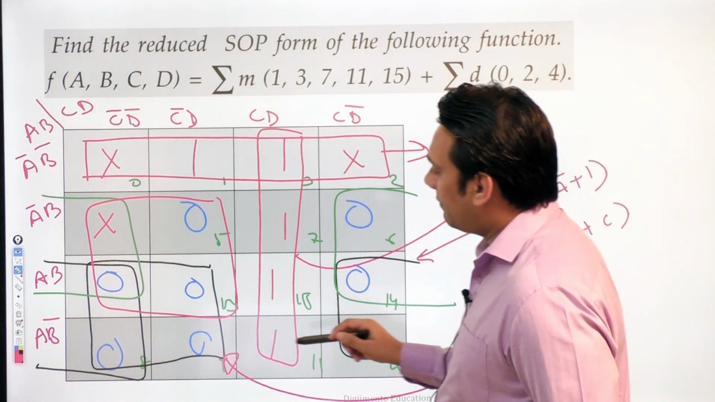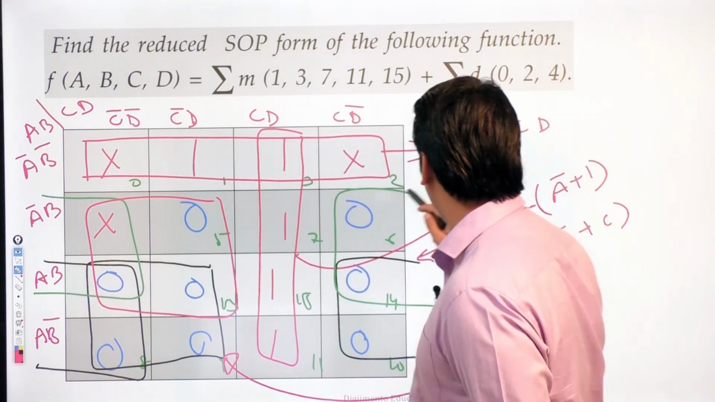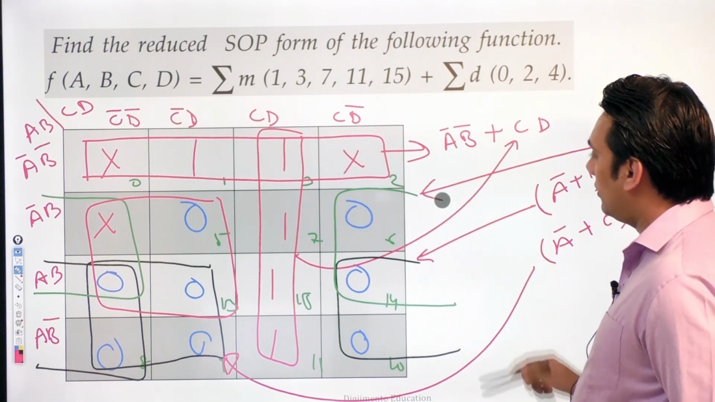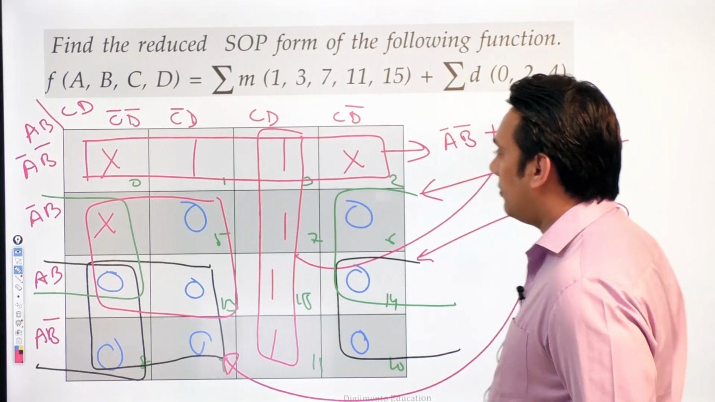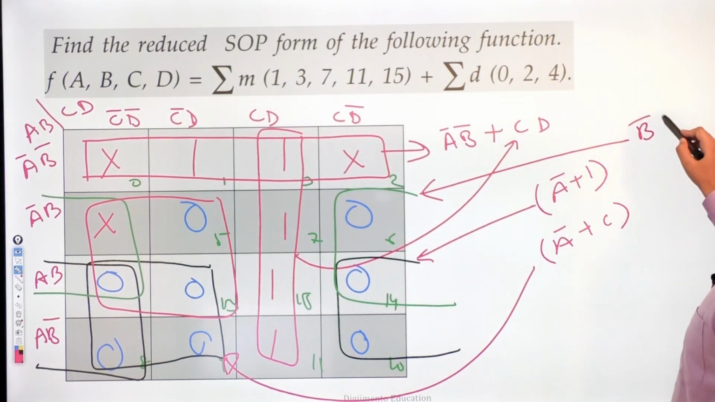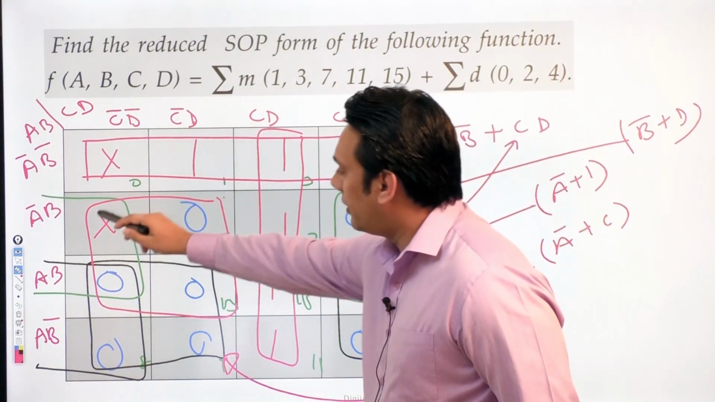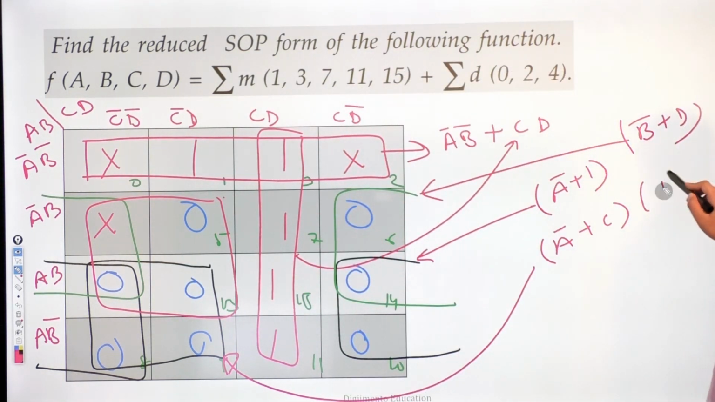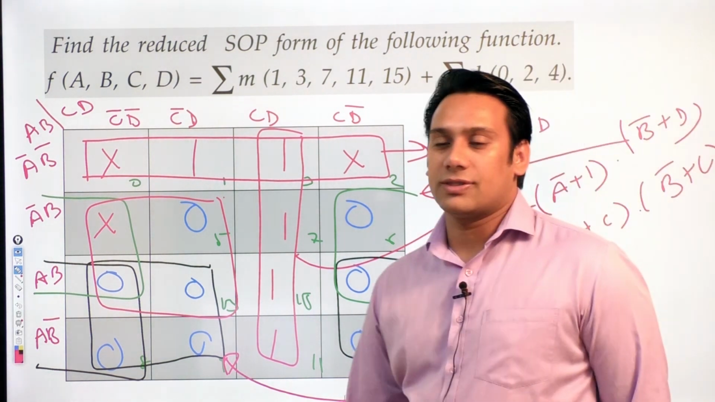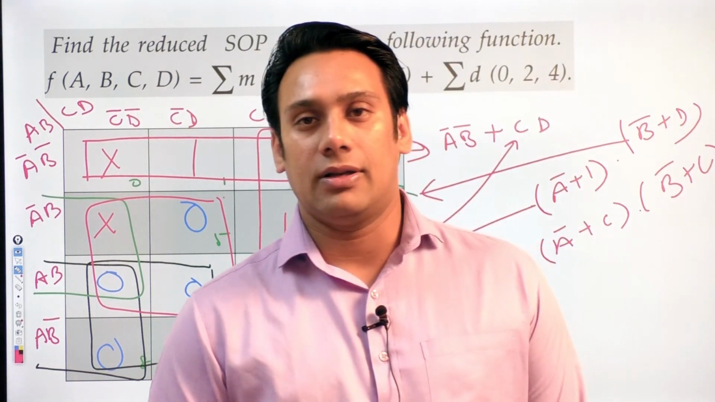Okay. And if I take this green one as subcube, अगर मैं इस green वाले को subcube लेता हूँ, for this green one we have D as well as B complement. So it is B complement plus D. ठीक है. And then we have this one. ये वाला जो subcube है, the subcube is representing B complement plus C. This is B complement plus C. So this is the product of sum expression. यहाँ से कुछ इस तरीके से आपके पास product of sum expression आ सकती है.